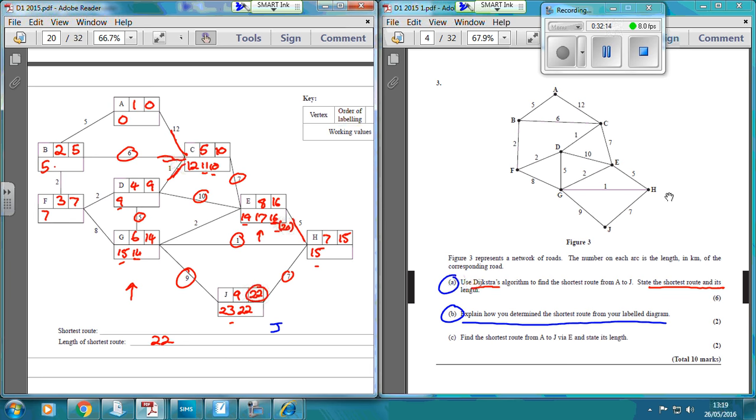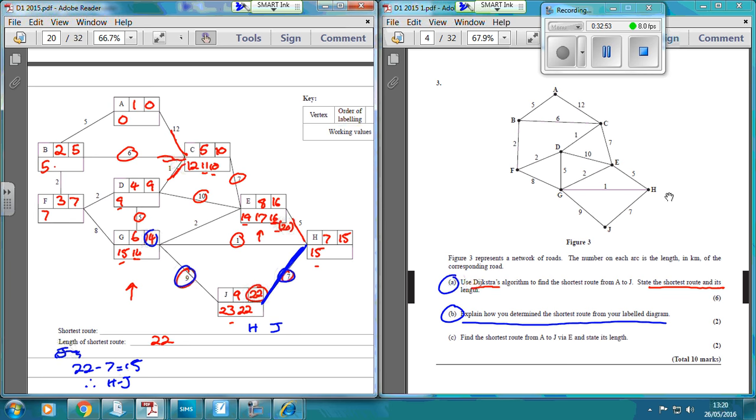So something plus the 7 makes 22. Now 14 plus 9 doesn't equal 22, but 15 plus 7 does equal 22. So therefore H was the one preceding it. So the way I'd explain it, and this is the easiest way to do, the last one was J, so J take 22 take away 7 equals 15. So therefore, we've gone from H to J. So that's one of the lengths.